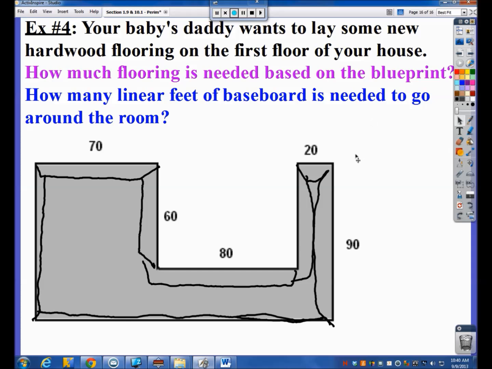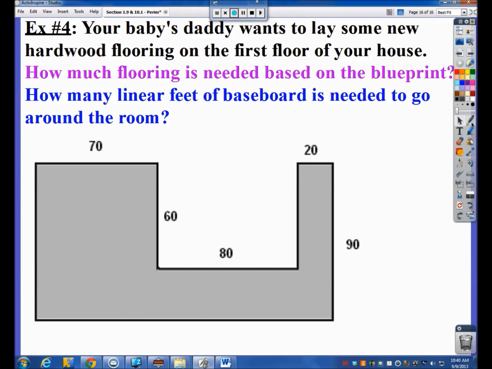So how much flooring do you need, and how many linear feet of baseboard do you need to go around the whole room? Now, one thing we are assuming here is that there's no doors. Obviously, if you have a door, let's say right here, you're not going to need baseboard to go by the door. So ignore any kind of door factors here. There might be multiple doors, like we need to go in here. Now this is the kitchen area. So just assume there's no doors. We'll just kind of leave that part out of it.